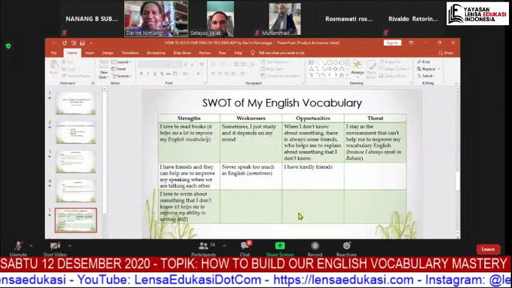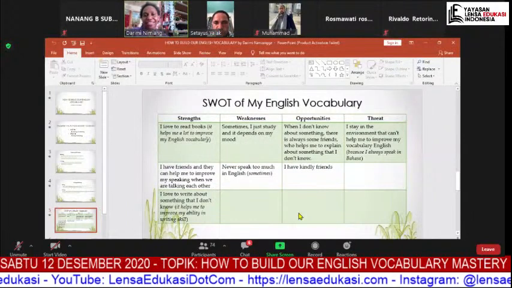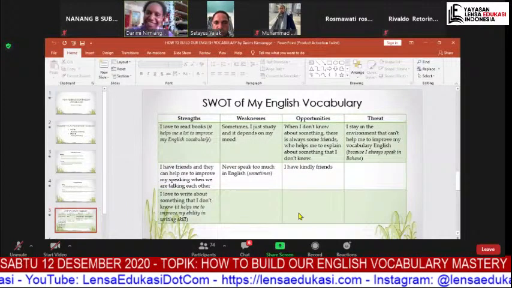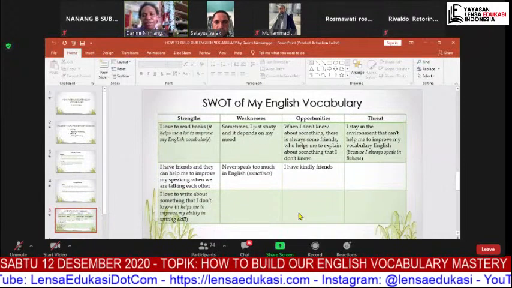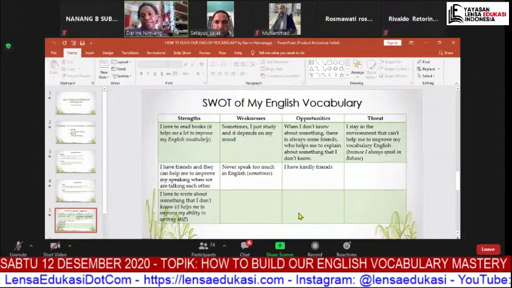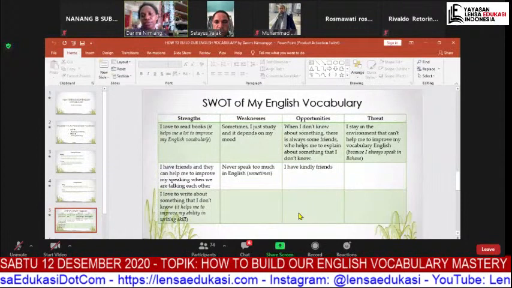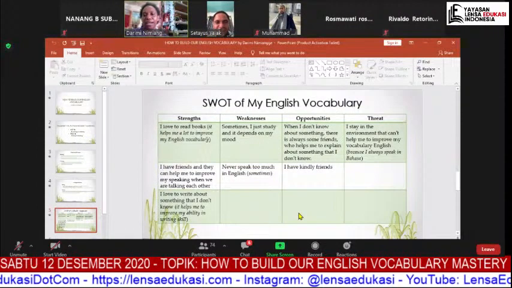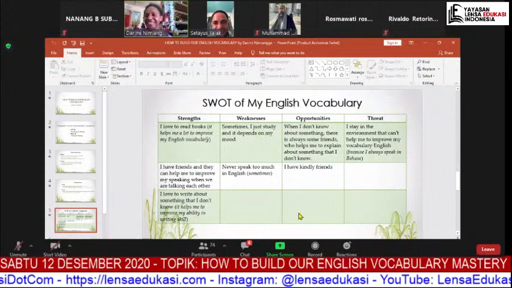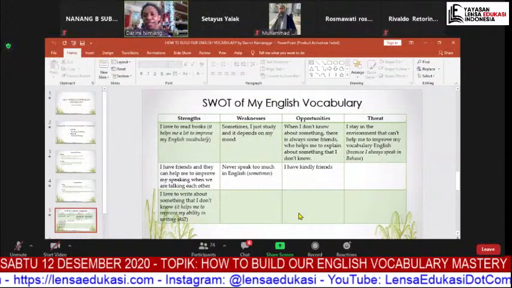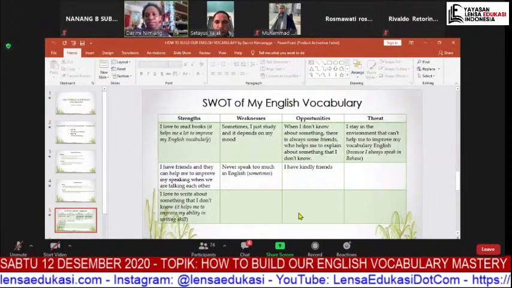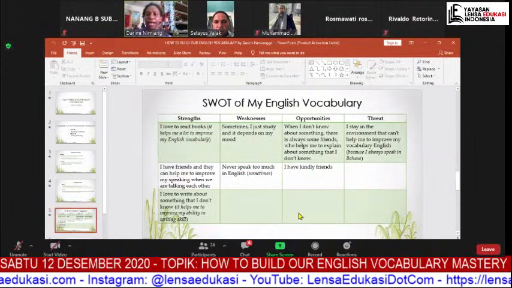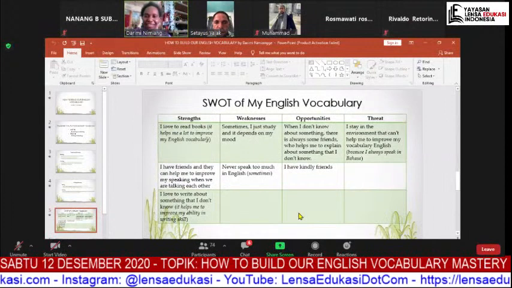But the weakness is that sometimes I study depending on my mood. And the opportunity is that when I don't know something, there are always friends who help me explain it. And the threat is that I stay in an environment that doesn't help me improve my English vocabulary, because I always use Bahasa, my mother tongue.